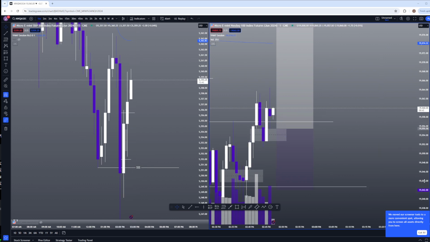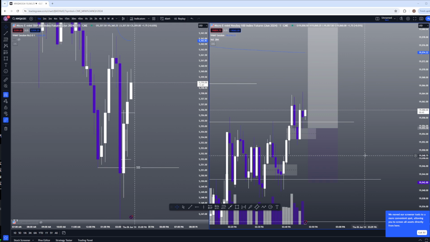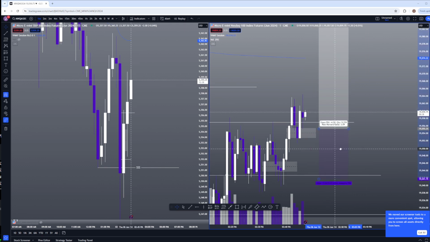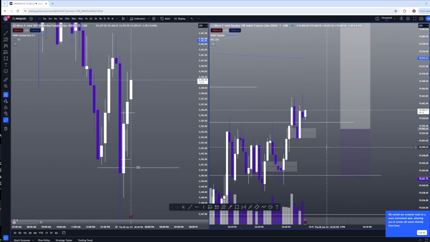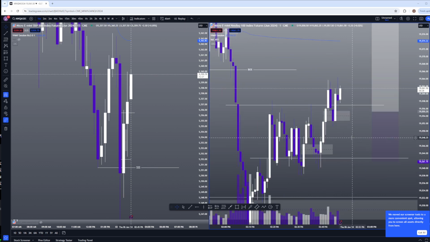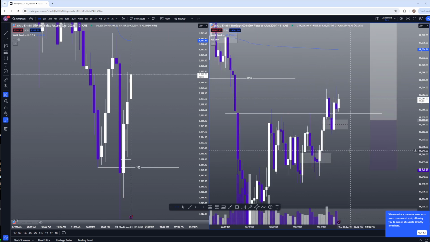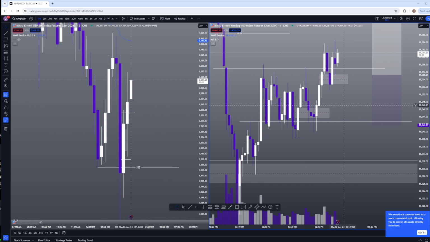Let's say we got an entry here. But I still don't like this. Just way too choppy. I mean, that entry down here could have been good. Could have been good. I just wasn't ready to take that, just solely based on the 1 minute time frame.